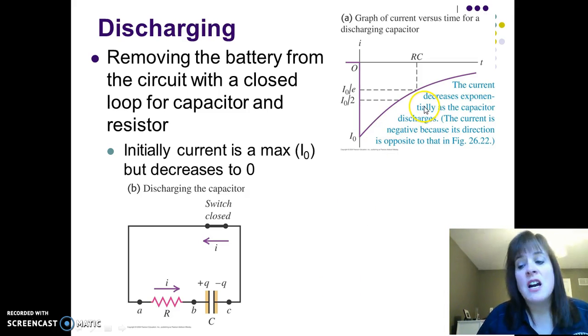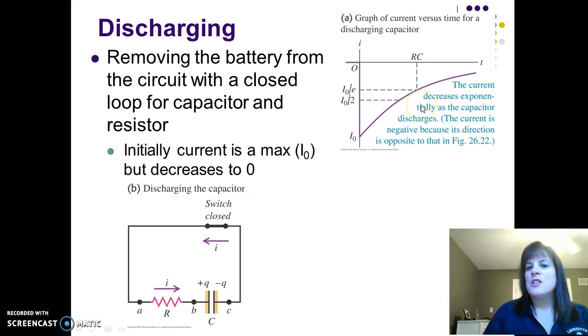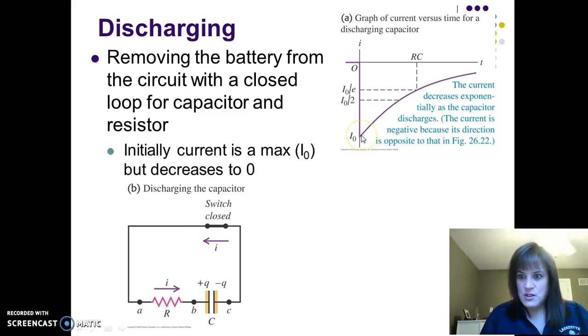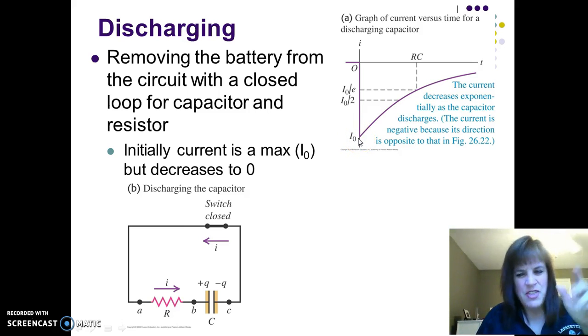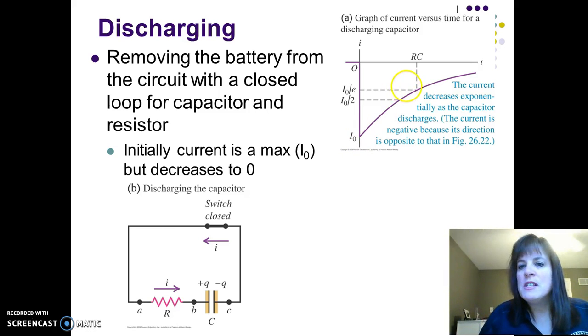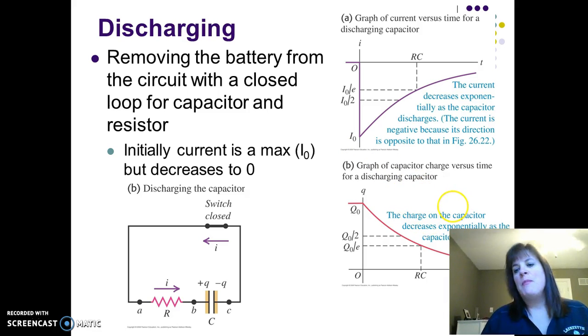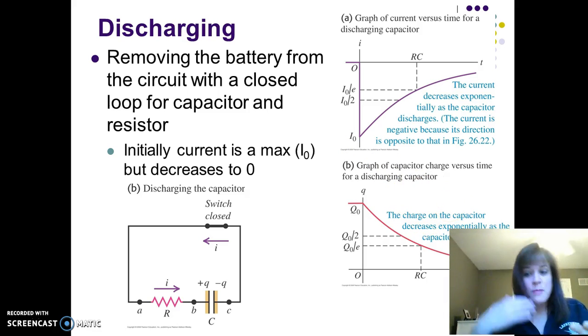Now, that time constant, RC, plays an important role in discharging as well. When I'm discharging, and notice here's a graph of current versus time, notice it's negative because it's flowing the other way. Not that it's a negative current, it's just flowing in the opposite direction as it did when we charged it. But notice here, when I get to RC, I'm at 37% of that initial current. Same thing with charge. When I get to the time of RC, the resistor times the capacitor value, I am at 37% of my initial charge.